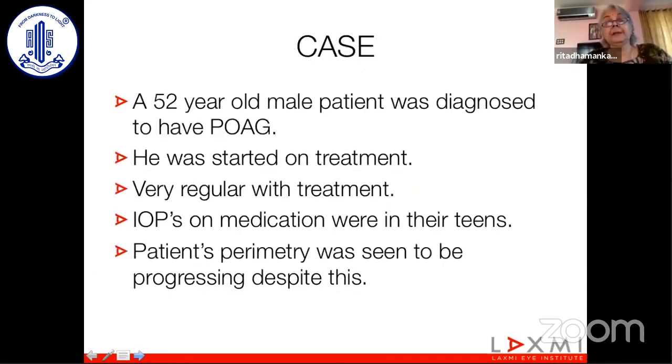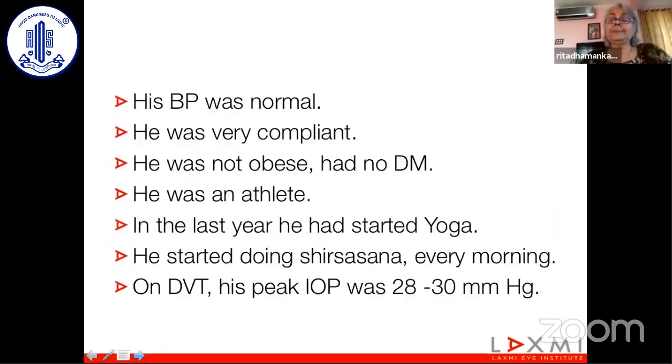Now, here is a 52-year-old male patient who is diagnosed to have POAG, who started a treatment. He was very regular with treatment. IOPs on medication were well in their teens, but the patient's perimetry was seen to be progressing despite this. His blood pressure was normal. He was very compliant. He was not obese. He didn't have any diabetes. He was an athlete, and in the last year, he had started doing yoga. He started doing Shirshasana every morning. And on a diurnal, his peak IOP was 28 to 30 millimeters of mercury.